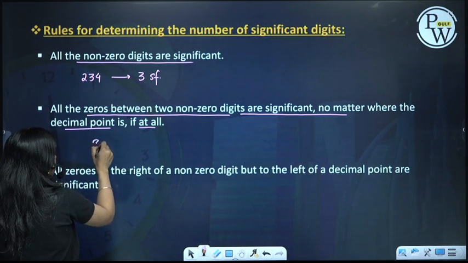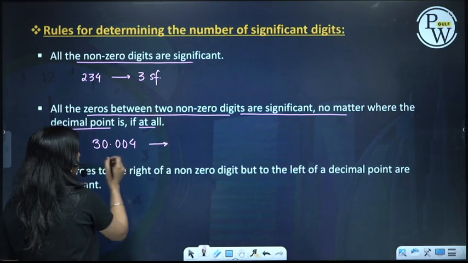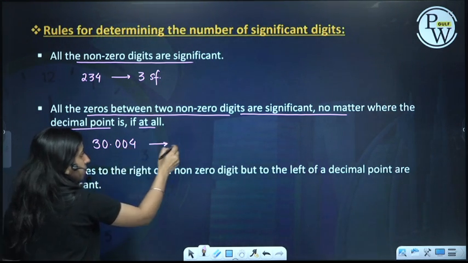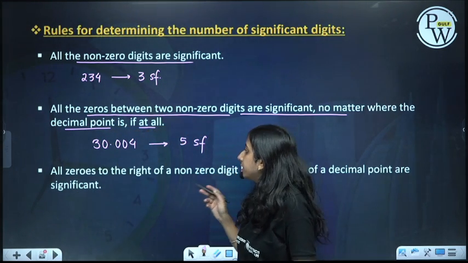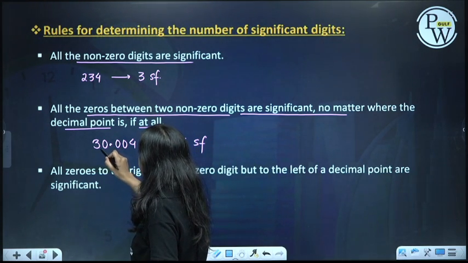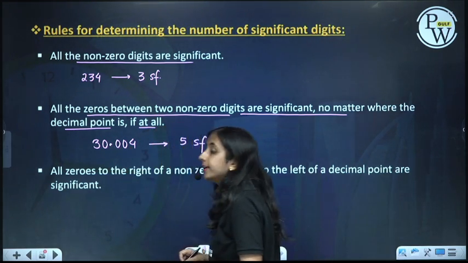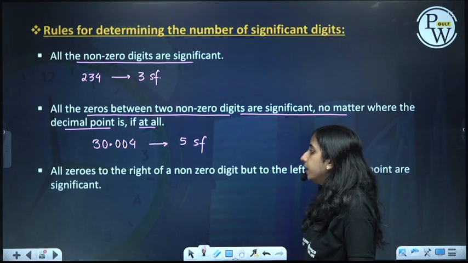An example is 30.004. This number will have 1, 2, 3, 4, 5 significant figures. 3 and 4 are significant because they are non-zero, and all the zeros that come between two non-zero digits are significant. That's why all three zeros are significant.